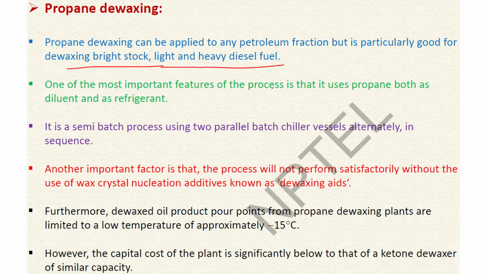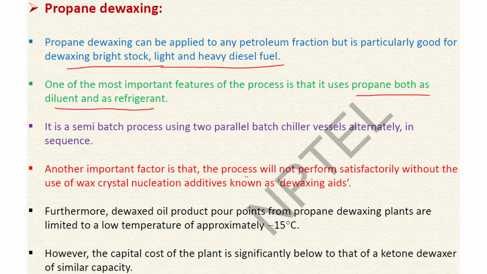One of the most important features of the process is that it uses propane, because the propane acts as both diluent and refrigerant. Because what will happen here, this propane will act as both diluent as well as the refrigerant. It is a semi-batch process using two parallel batch chiller vessels alternatively in sequence.